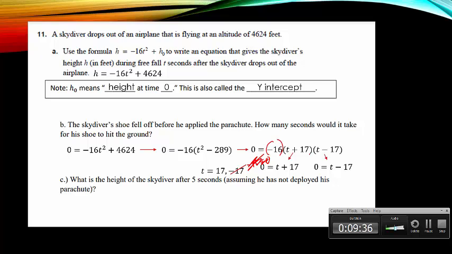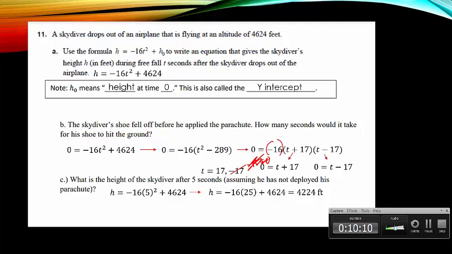Letter C is another follow-up. It says, okay, well, what would the height of the skydiver be after 5 seconds? And again, we're going to assume he has not deployed his parachute yet, so he's still traveling at that same rate of speed. Okay, well, it looks like I gave you time, so wouldn't it make sense to put 5 in for t? And of course, we want to always use our starting formula. So we're going to do negative 16 times 5 squared plus 4624. And we're just going to compute that out.